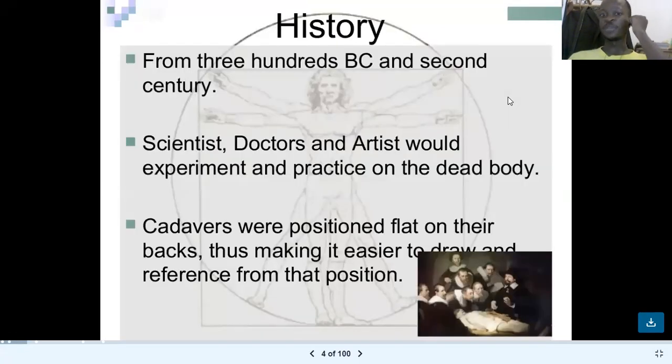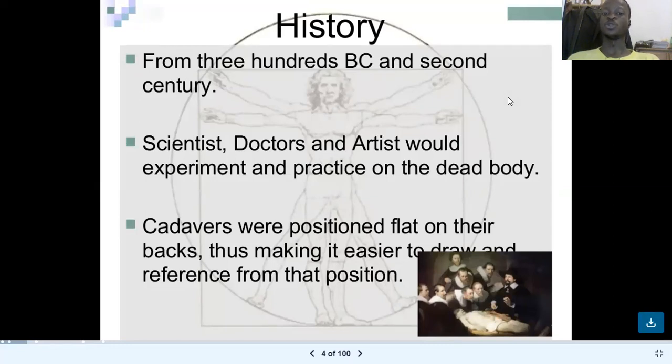So a brief history, right? Anatomy was there from the 300s BC, before Christ, as well as the 2nd century. And scientists used to actually experiment and practice on dead bodies, which we now see in our gross anatomy laboratories when we do cadaveric dissections, right?